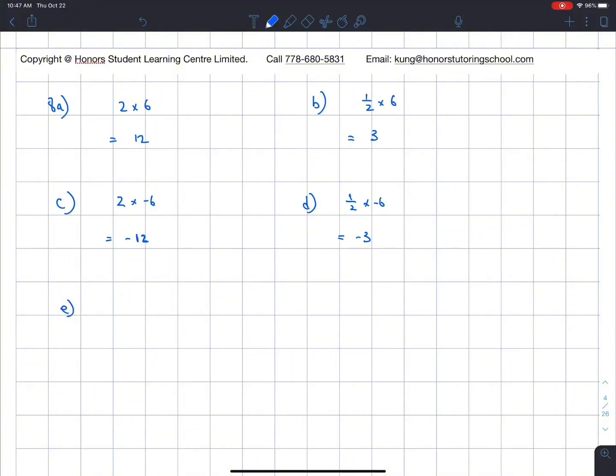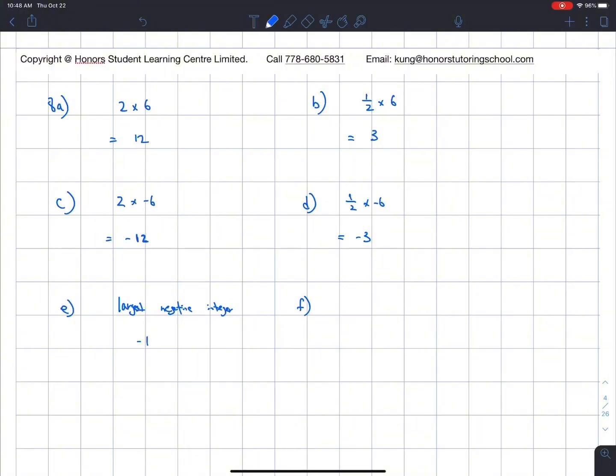What is the largest negative integer? The largest negative integer will be -1, right? Because -2 will be smaller than -1, and then it keeps on going, -1000 is even smaller. So the largest negative integer will just be -1.